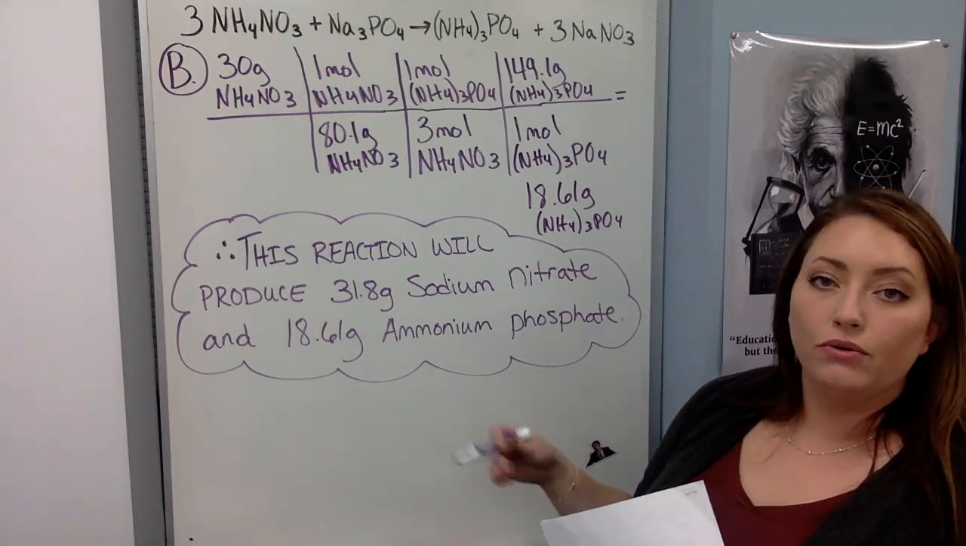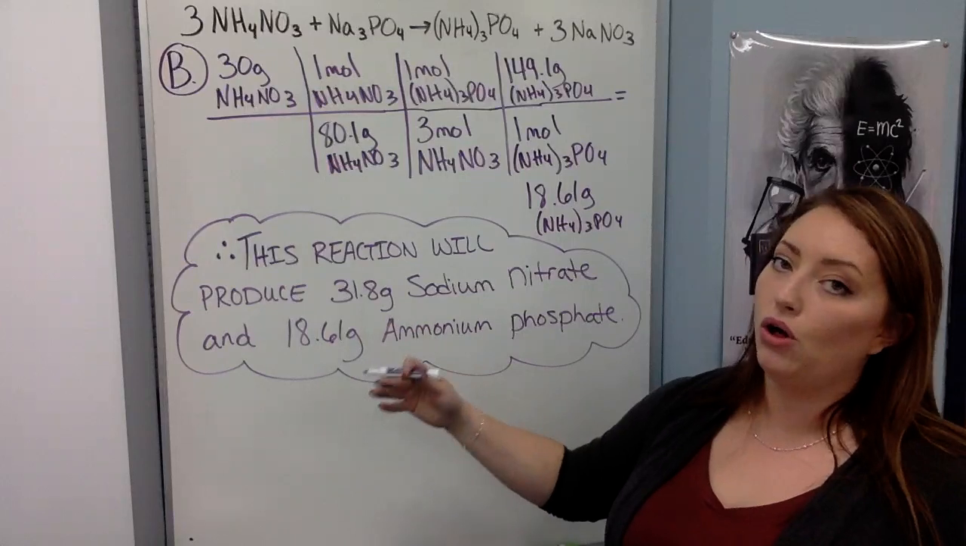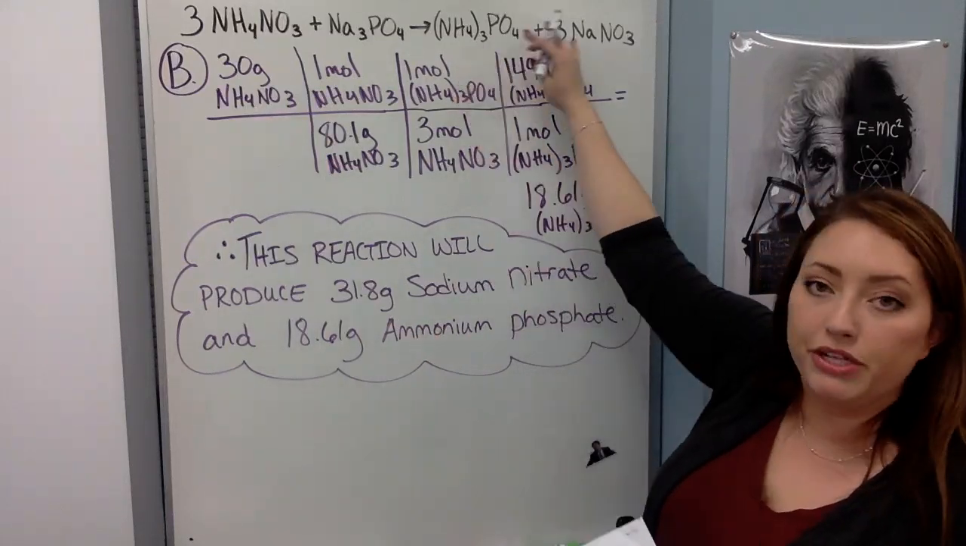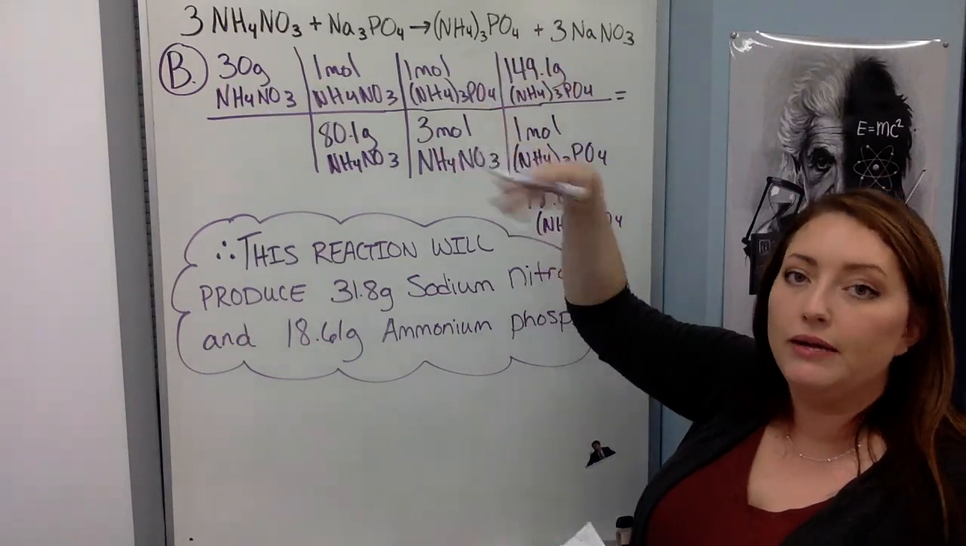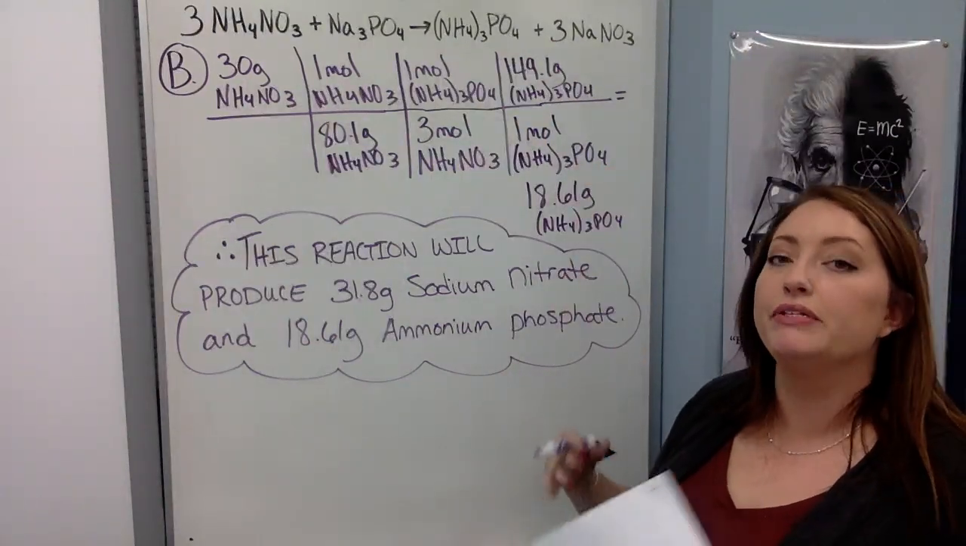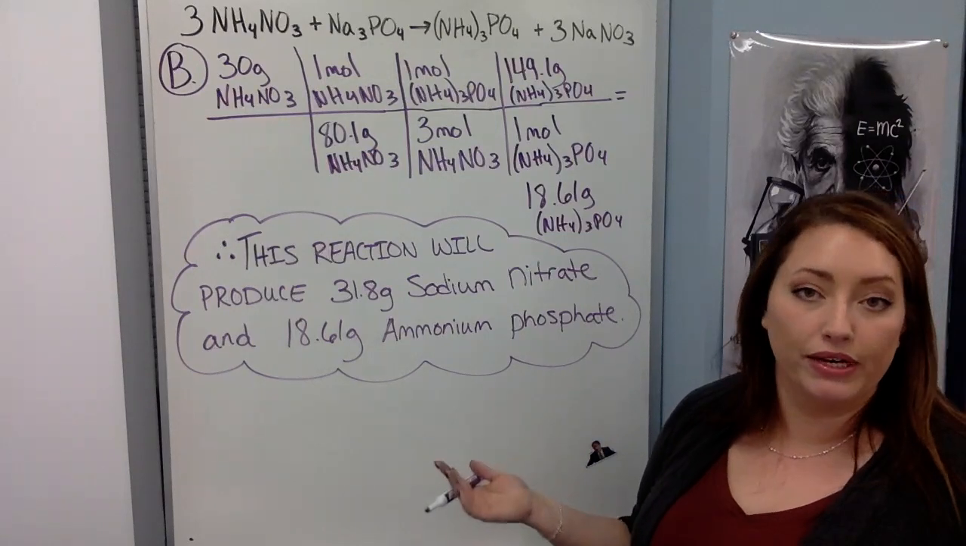So when you write out your answer, make sure that you are including both or all of the products. As you guys know, sometimes there are 3 products that are produced. There could be 1. There's variations, okay? So if there's more than 2, you're going to have more than 2 values here. If there is only 1, you're only going to have 1.